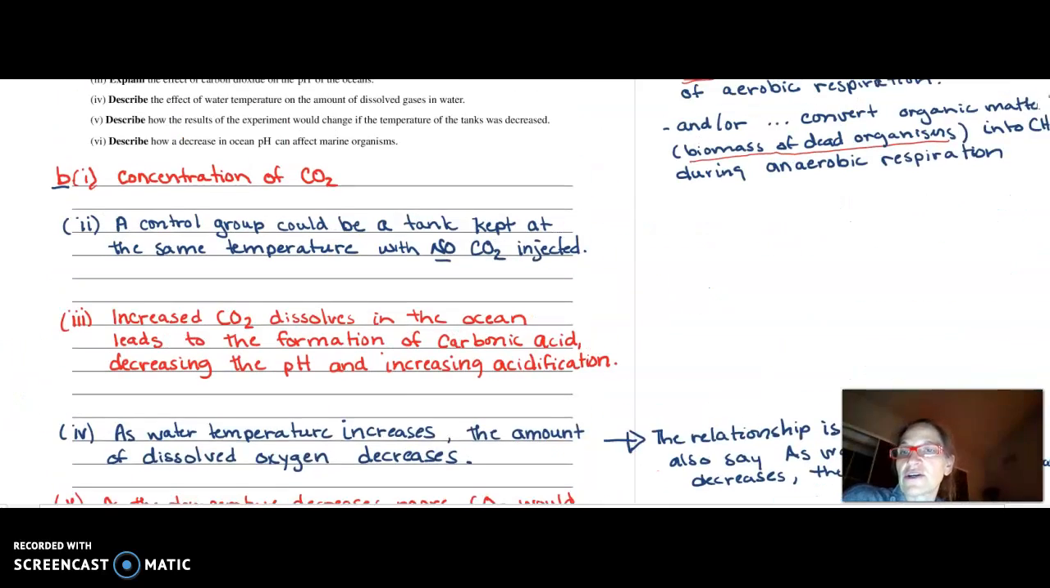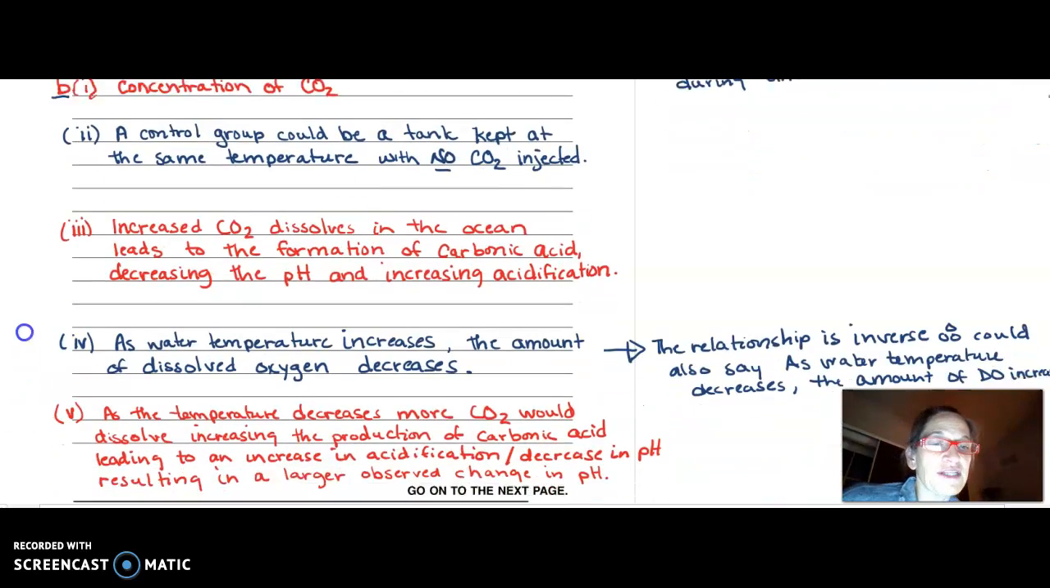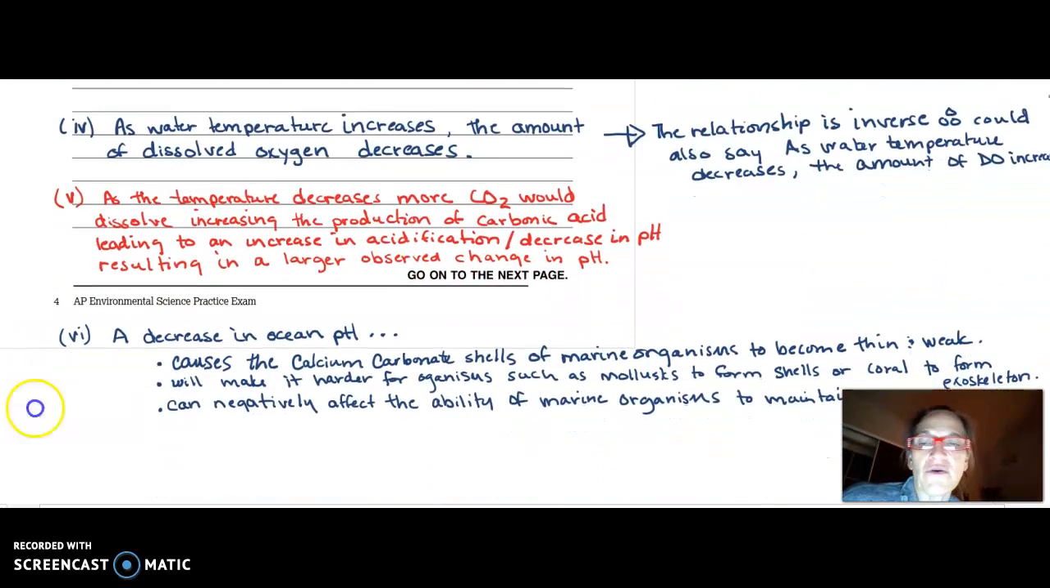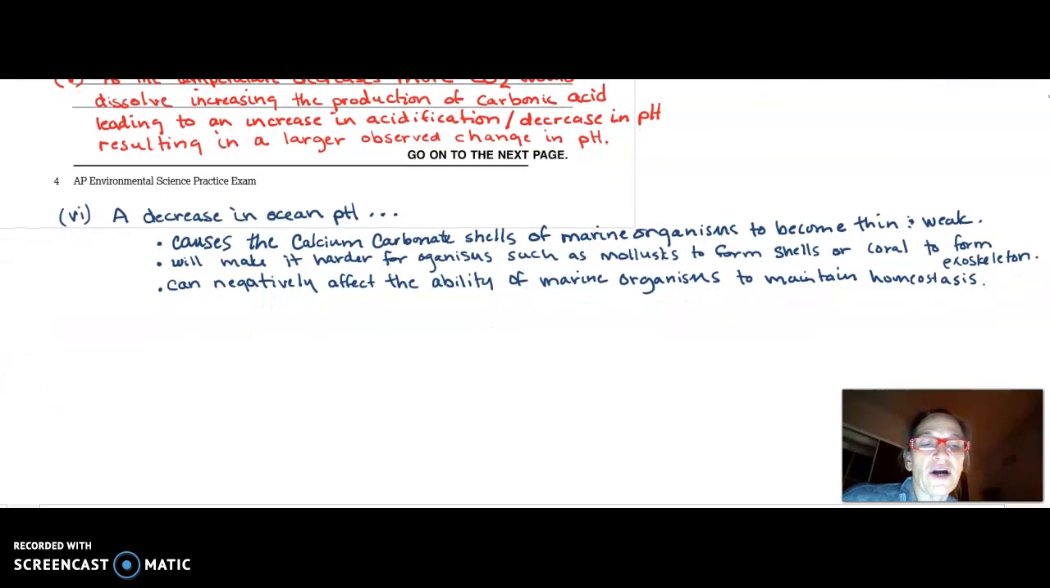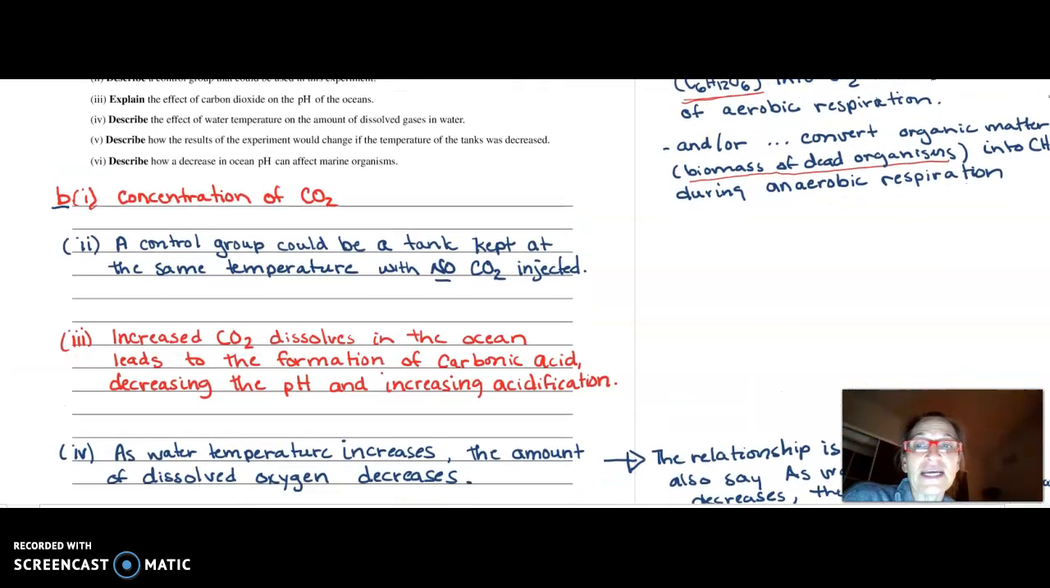And the last question here is describe how a decrease in ocean pH can affect marine organisms. This is very similar to the question I asked on the Pivot Lab, although a number of you did not get full credit on that Pivot Lab because it was a little bit different than this. This question is actually a little more vague. The question on the Pivot Lab specifically was asking about calcium carbonate. On this question, it's not asking specifically about calcium carbonate, but it's implying that's where you're going to go because the questions before were talking about that.